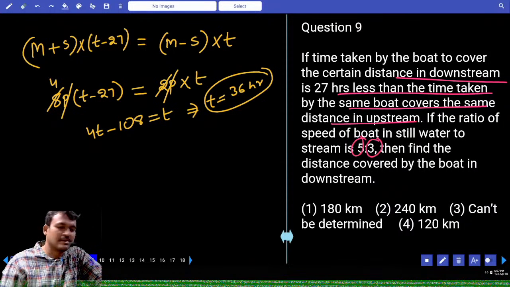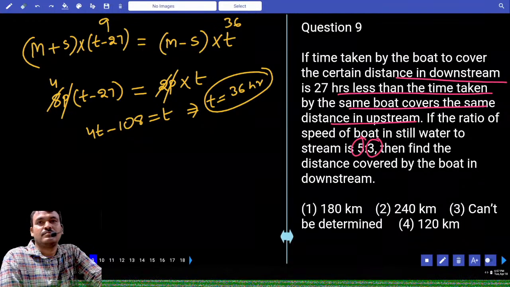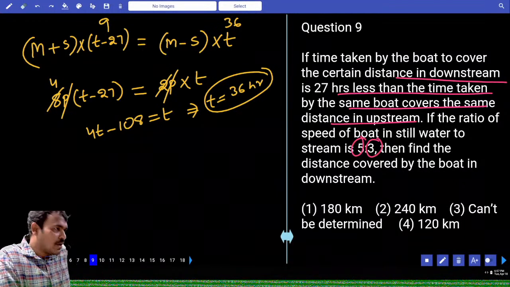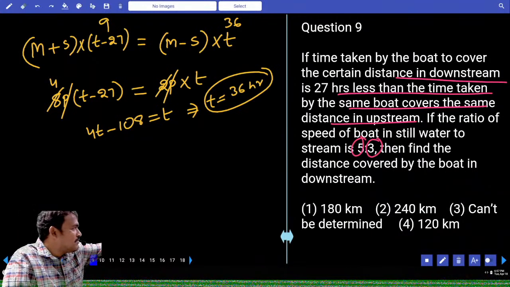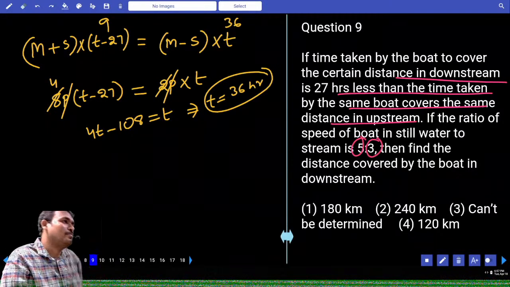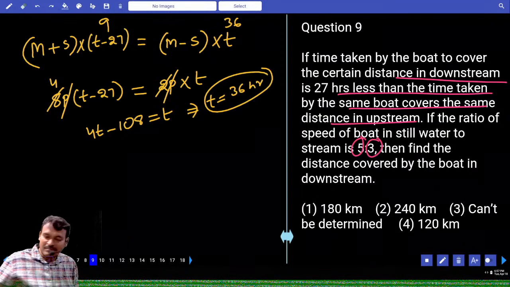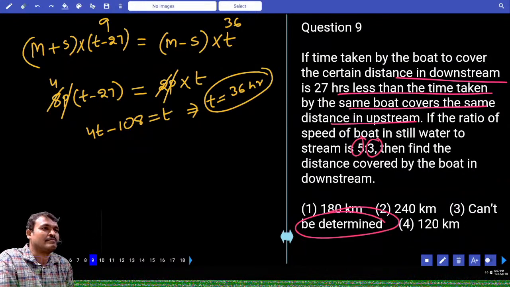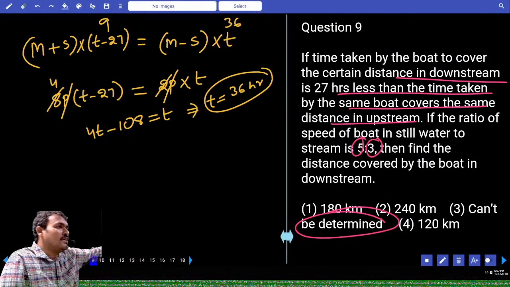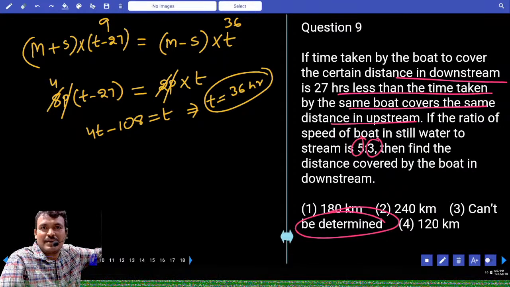T value is 36 hours. If it is 36, here it is 9 hours. In place of T minus 27, we substitute 9, and in place of T, we substitute 36. We are not getting the one part value, which means speeds are not getting. If speeds are not getting, distance is also not getting, so the answer cannot be determined, because on both sides the parts get cancelled. If we write time values, obviously the parts are cancelled.